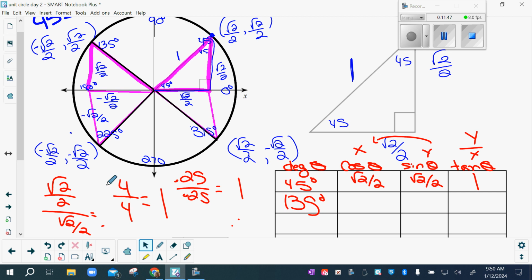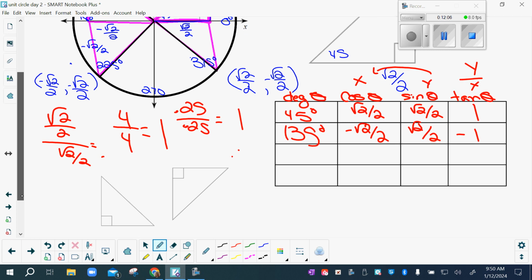So here we go. You guys ready? Hopefully you're doing it ahead of me. I'm going to say on this one, there he is. He's negative root 2 over 2. He's positive root 2 over 2. And you know what that makes? Negative 1. They still cancel, but I got a negative in there.